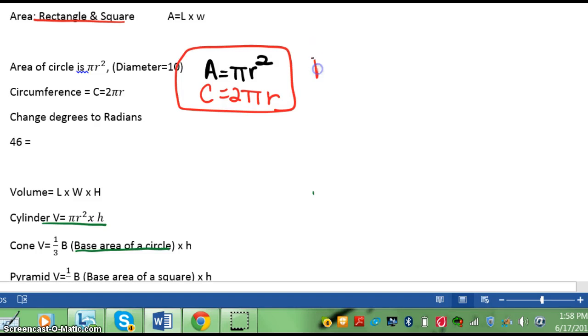Just wanted you to remember, if the diameter is 10, don't forget the radius would be 5. The radius is half the diameter. If the diameter is 15, the radius would be 7.5.